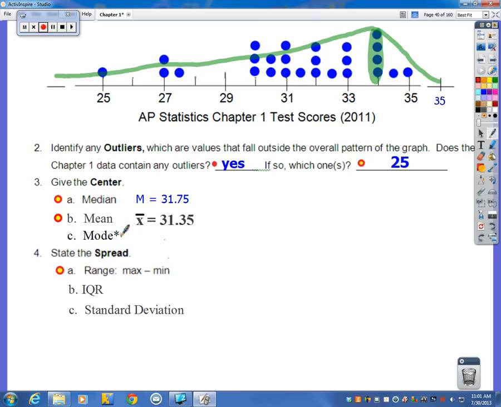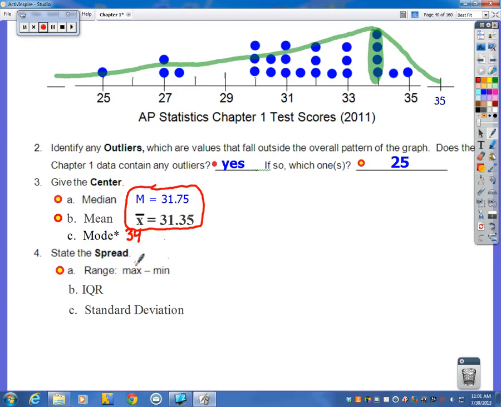And again, we said the mode was 34, but we're primarily going to be using these. And we can use just these two numbers to determine, more than likely, what shape the distribution is. Okay, and we'll talk about that more again later.